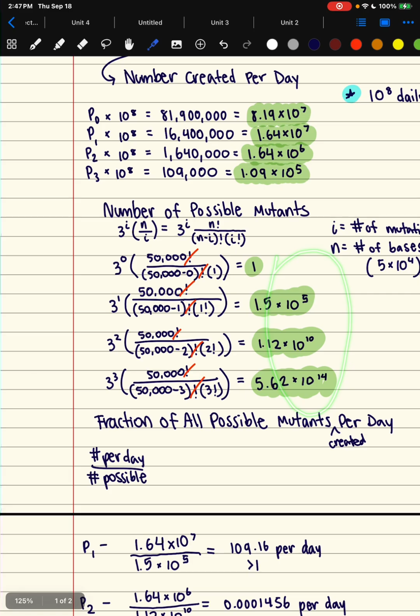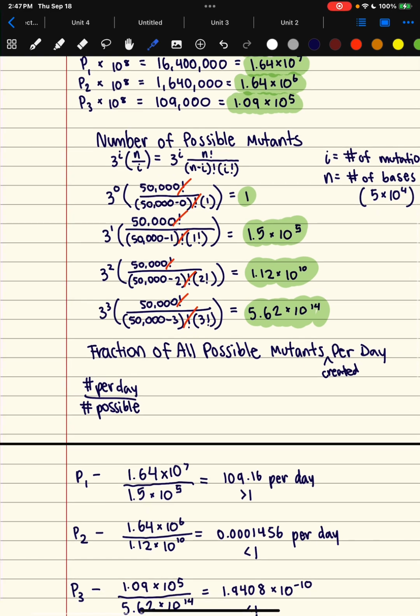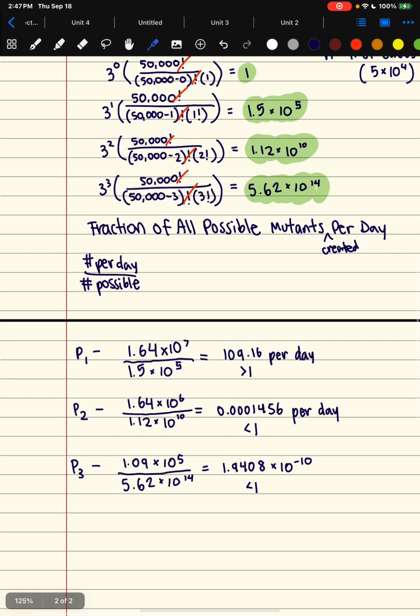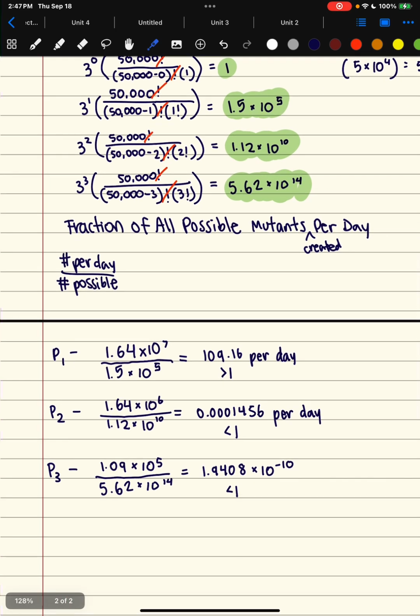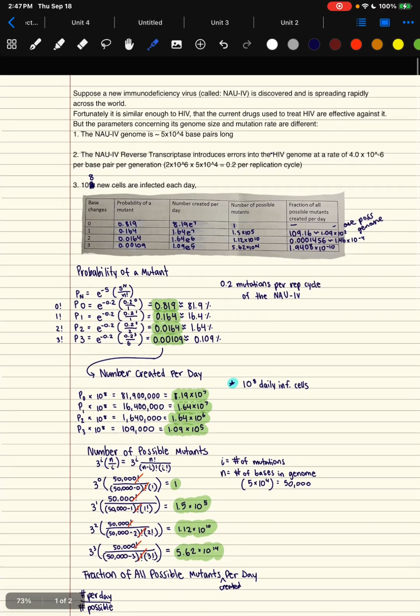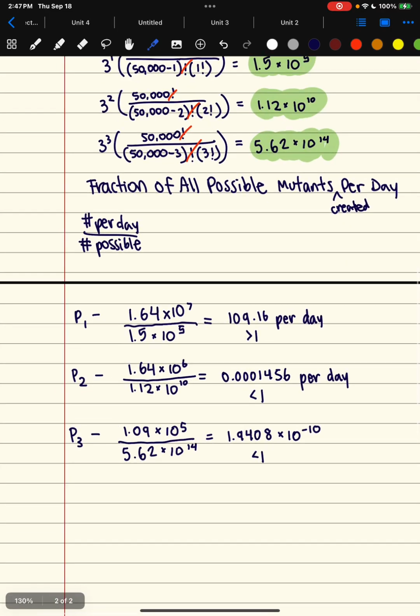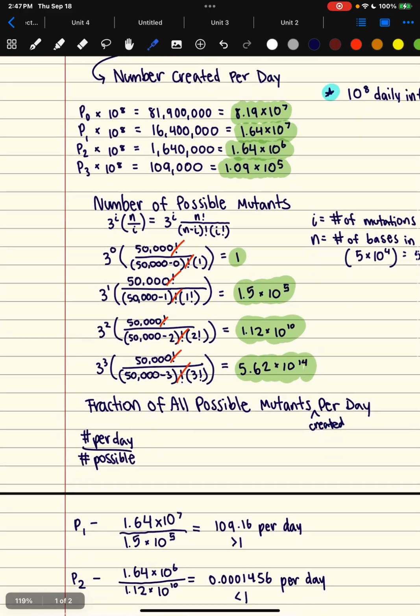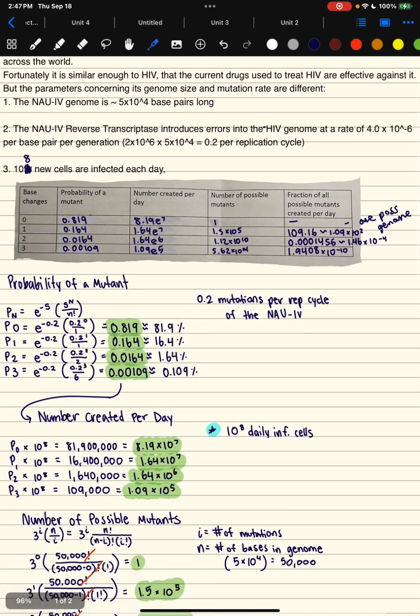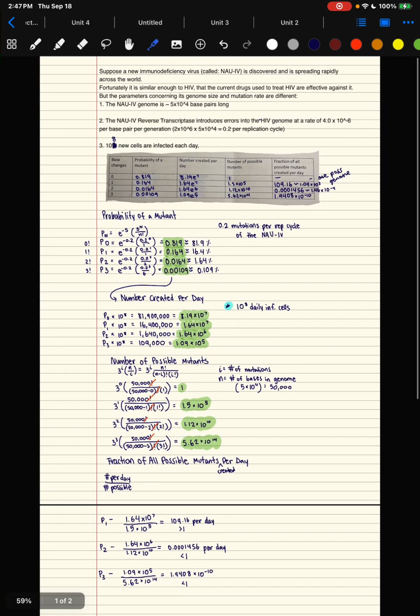Then to find the fraction, which is also given in the slides, it's just the number of mutations per day divided by the possible mutations. I just did that down here. That's about it. Hopefully that's okay. I don't want to speak too much, but yup.